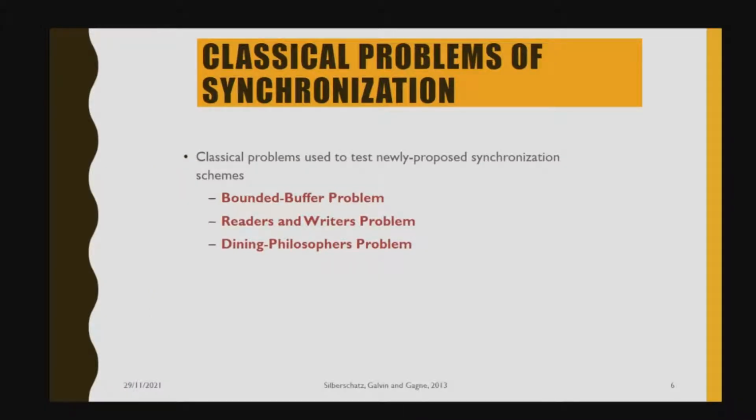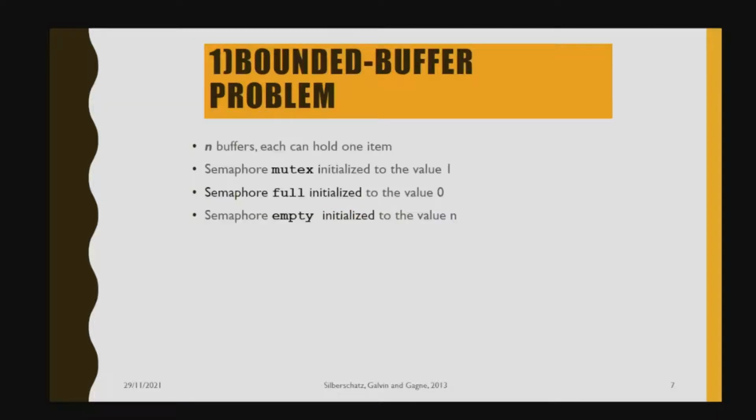Basically, here we use these to test newly proposed synchronization schemes. Here we have the bounded buffer problem, the readers and writers problem, and the dining philosophers problem. So we will go one by one. Okay, the first part we go for is the bounded buffer problem.